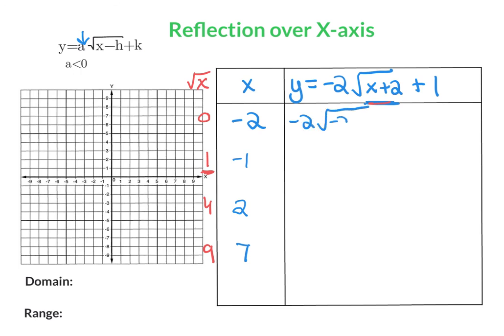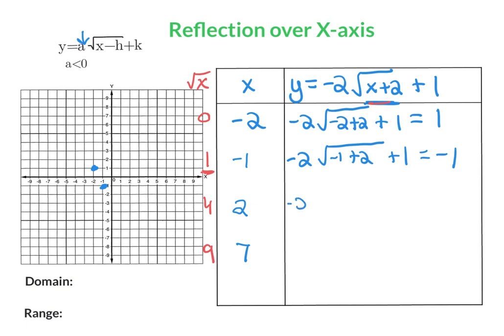-2 square root of -2 plus 2 plus 1. -2 plus 2 is 0. Square root of 0 is 0 times -2 is 0 plus 1 is 1. So -2, 1. All right, -2 times the square root of -1 plus 2 plus 1. Negative 1 plus 2 is 1. Square root of 1 is 1. Times negative 2 is negative 2. Plus 1 is negative 1. So negative 1, negative 1.